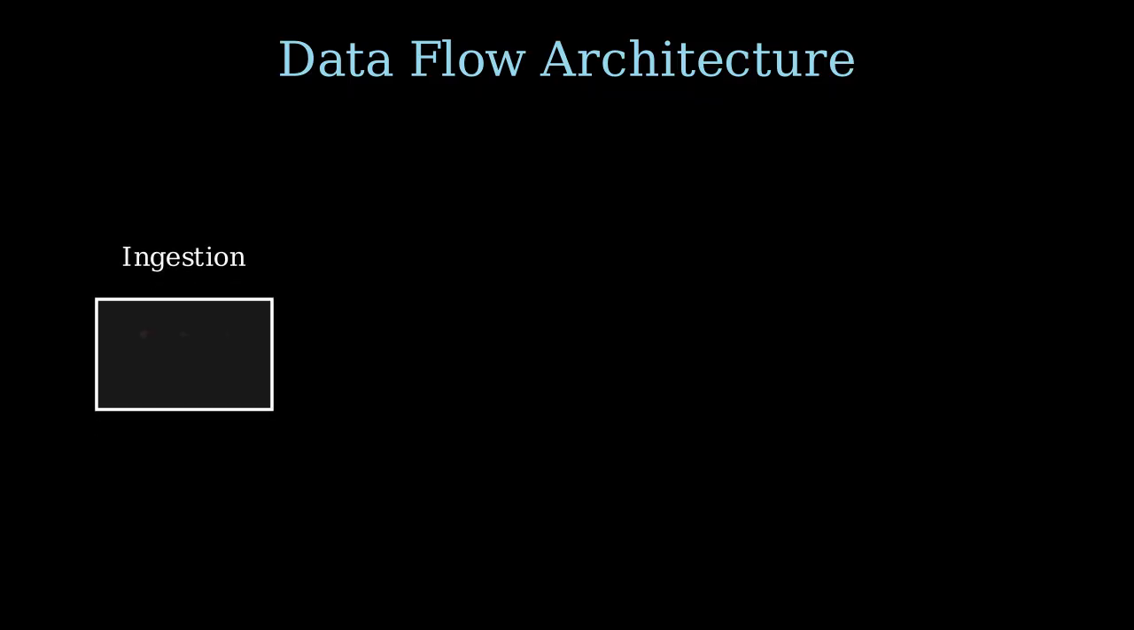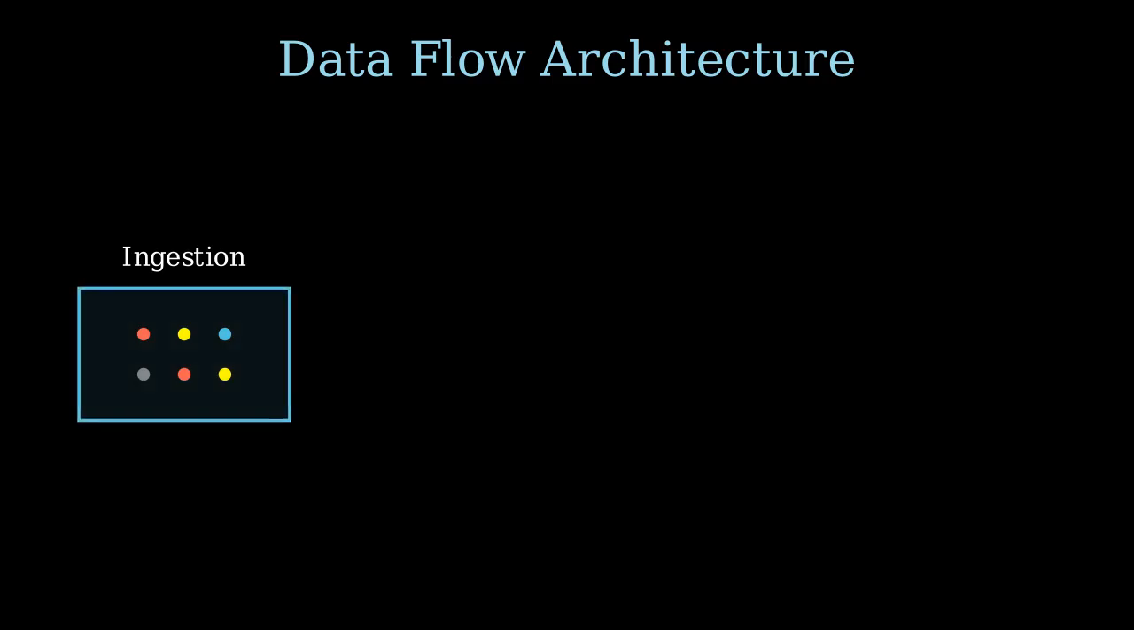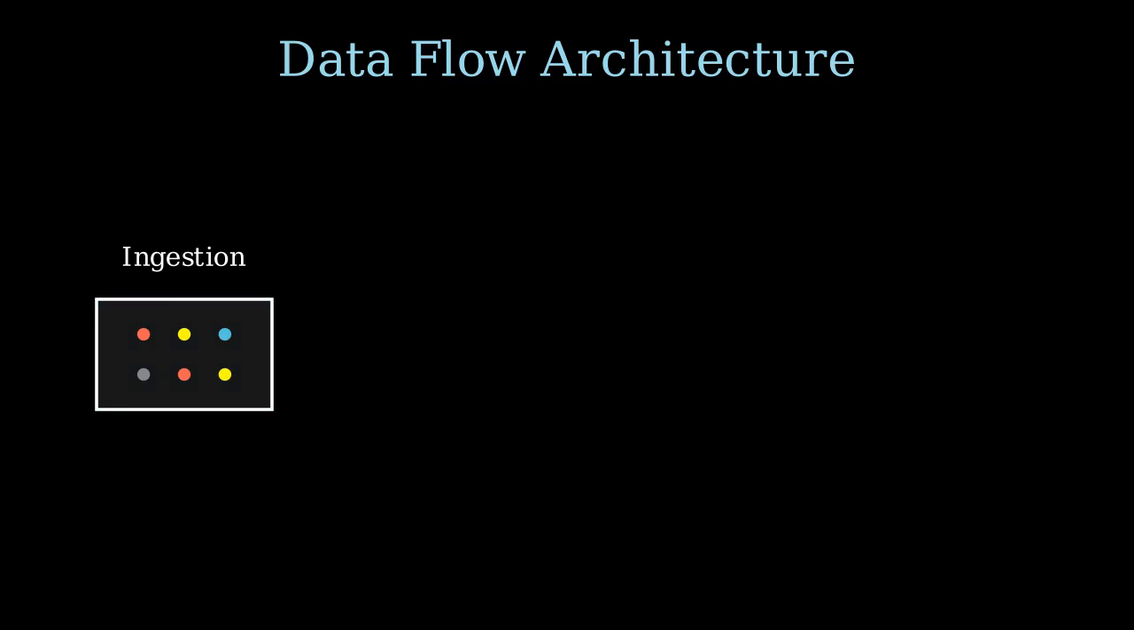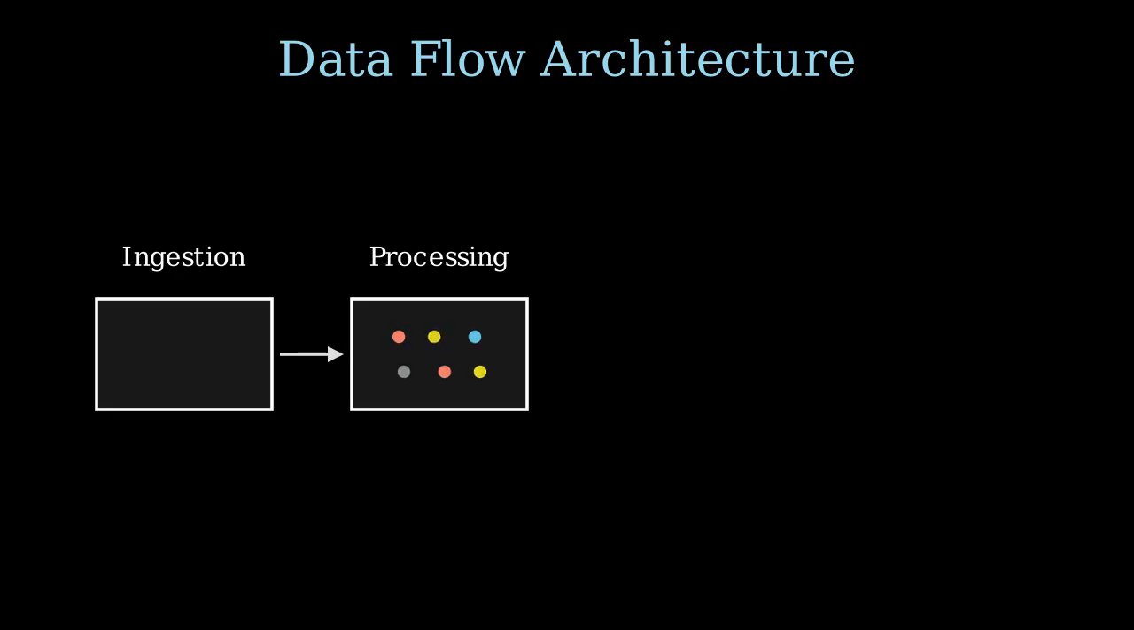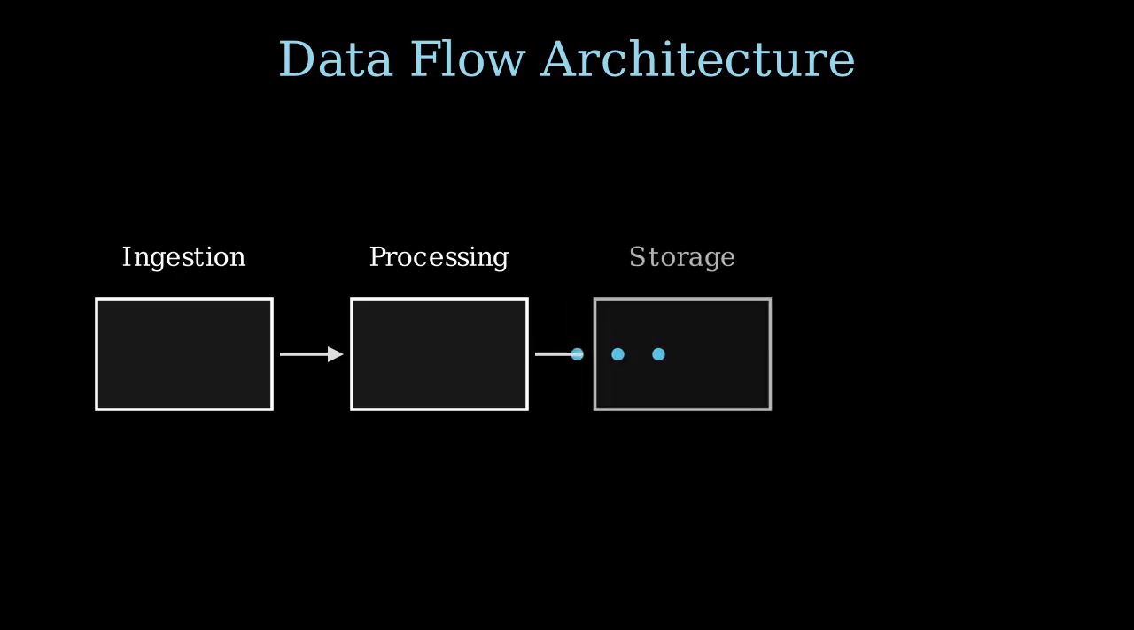Finally, let's look at how data actually flows through a system. It usually begins at the ingestion stage, where raw data is collected from sensors, user inputs, or external APIs. From there, it moves into a processing phase. This is where the garbage is filtered out and the data is transformed into a usable, standardized format. Once processed, the data is stored in a warehouse or database, where it sits ready to be queried.